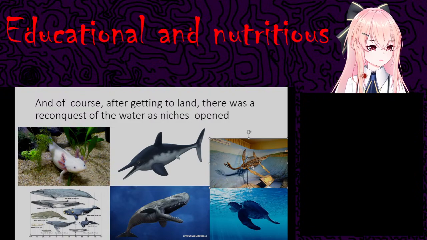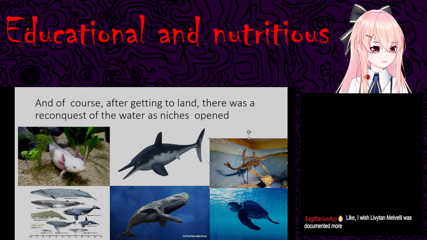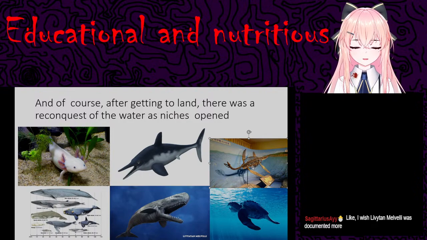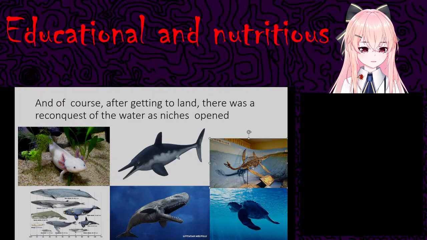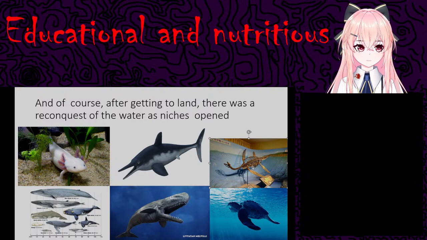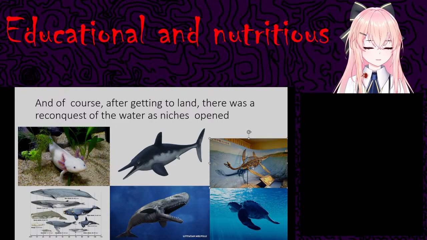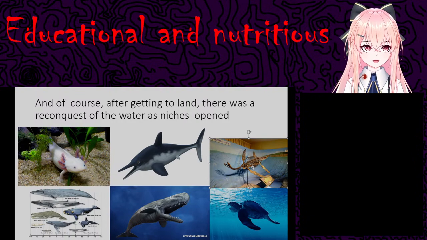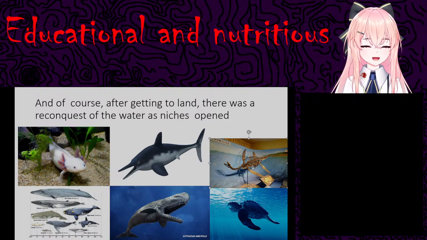I wish Leviathan Melville was documented more, because a lot of people focus on Megalodon and say, oh, Megalodon still exists. Nah, first, because they disappeared way before. And also, what would feed the Megalodon? What would feed the Leviathan? That's the same question. But imagine: you don't need to fear Megalodon, you need to fear Leviathan, because a Leviathan would be so much more intelligent, so much more vicious.